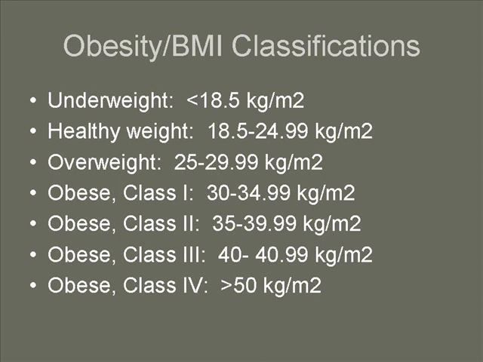Obesity and BMI classifications: there is one for underweight. It's anything under 18.5 kilograms per meter square. Healthy weight is considered a BMI of 18.5 to 24.99. Overweight is 25 to 29.99, and anything over 29.99 is obese. Class 1 is 30 to 34.99, class 2 is 35 to 39.99. You see it kind of goes up by tens. Class 4 is anything over 50 kilograms per meter square.